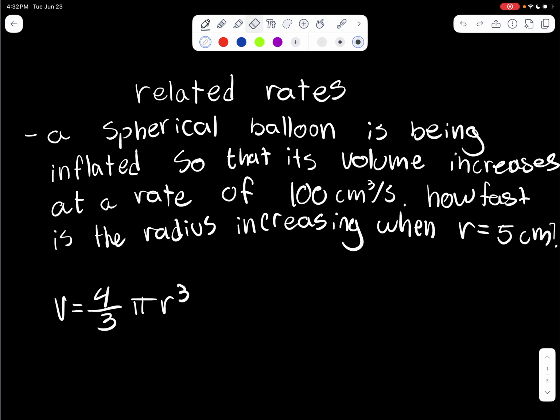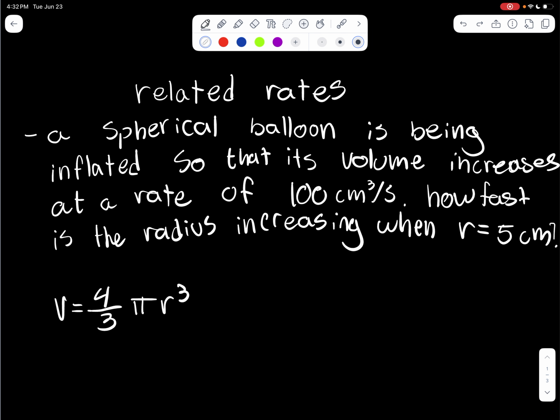Let's start with highlighting some important things. Whenever you see a rate, like increase, you know that right there is a volume with respect to time. You have the volume, and then you have another unit, which is time. So that is basically dV by dt, right? And then you have r over here. So we know what our r is, and we have to figure out what dr by dt is.